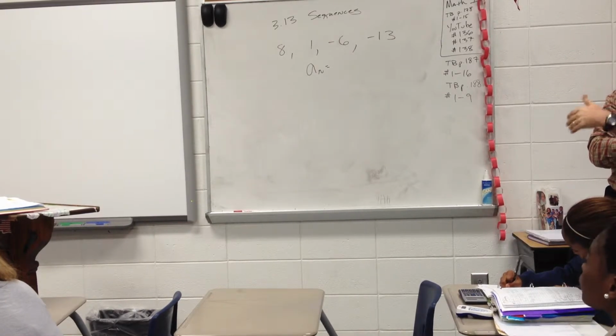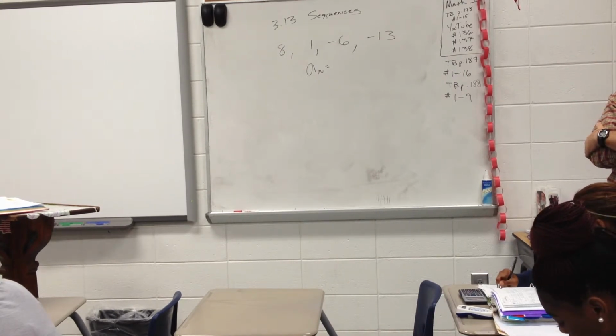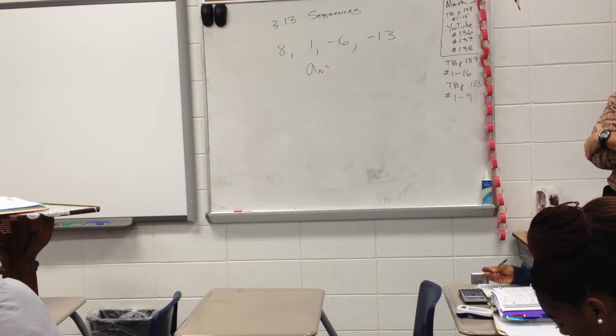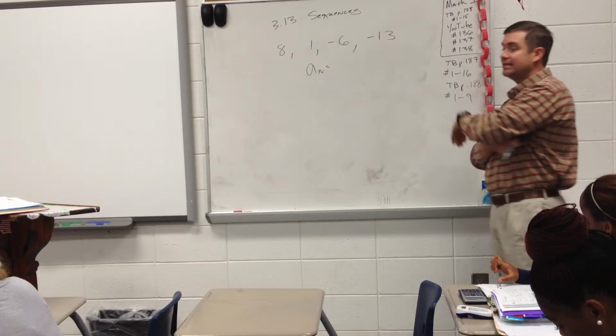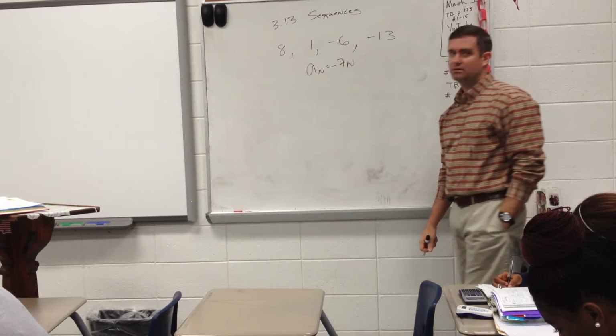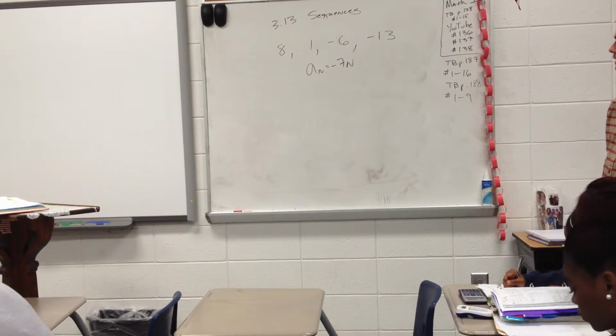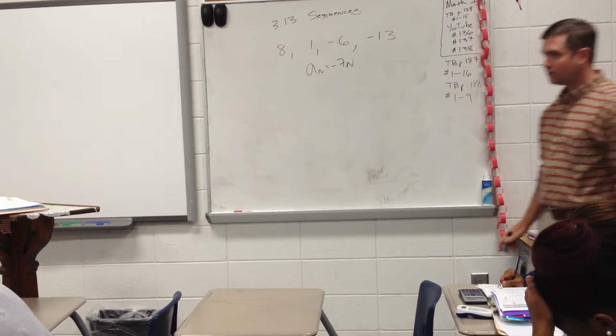Alright, how much are you going down now each time? 7. You're going down by 7, down by 7, down by 7, down by 7. What does that mean has to be in your formula? Mandatory. Not 7n. Negative 7n. How did you know it was negative? Because you're going down. It's getting smaller.